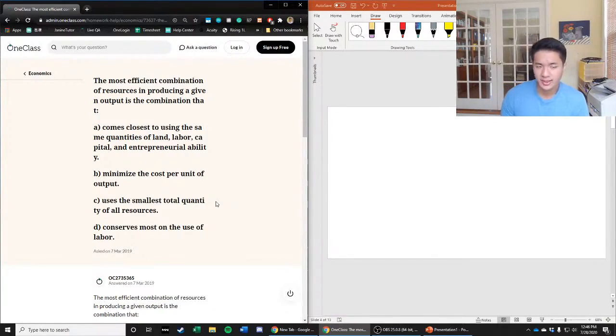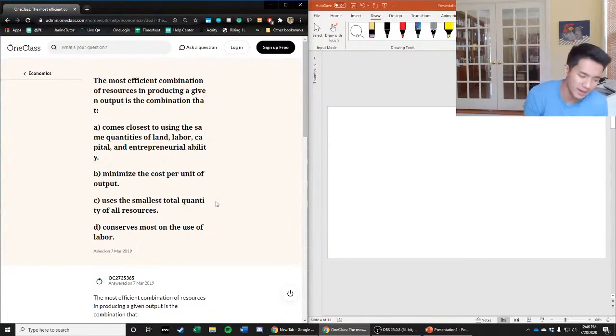Right, so let's break this down. We're talking about efficiency here, most likely allocative efficiency, and it's basically saying we want a situation where we are most efficiently using the resources at our disposal. And so what does efficiency mean? A says that efficiency would mean using the same quantities of land, labor, capital, and entrepreneurial ability.